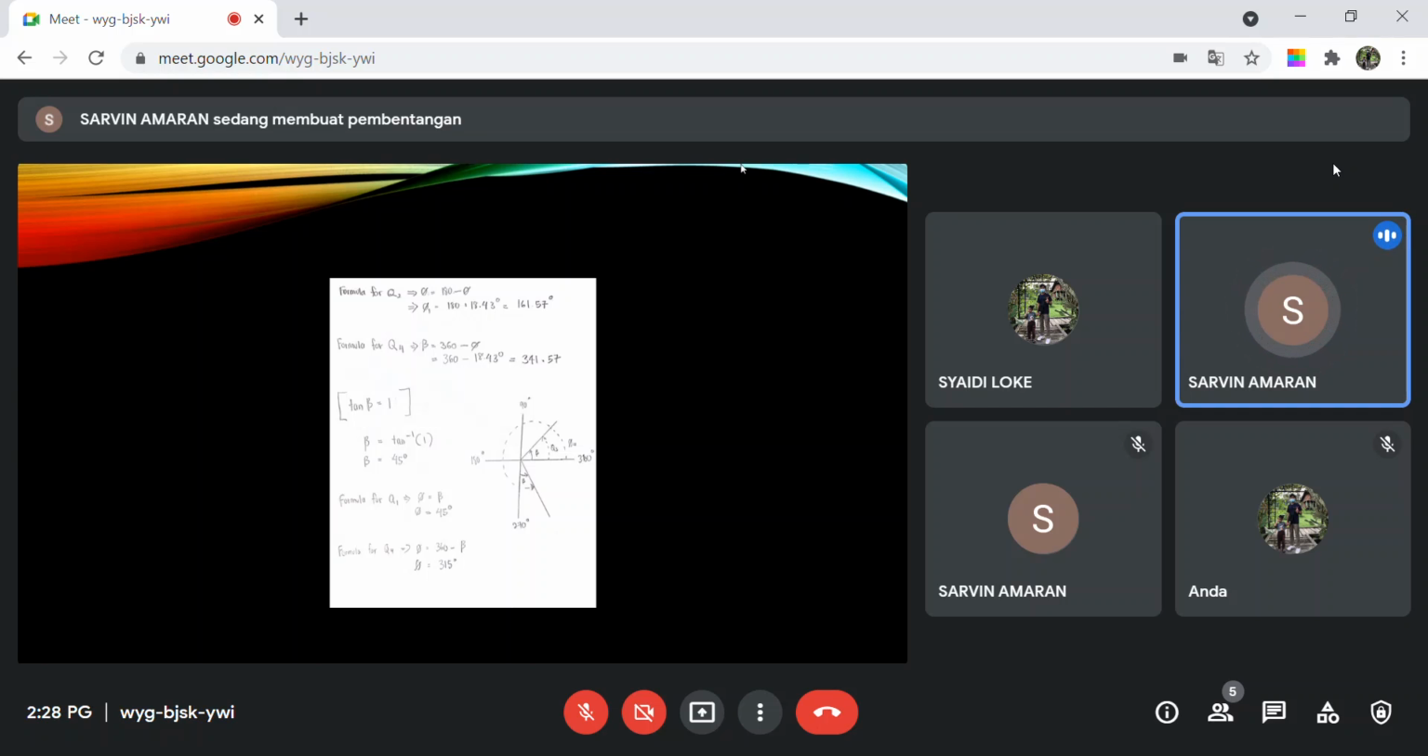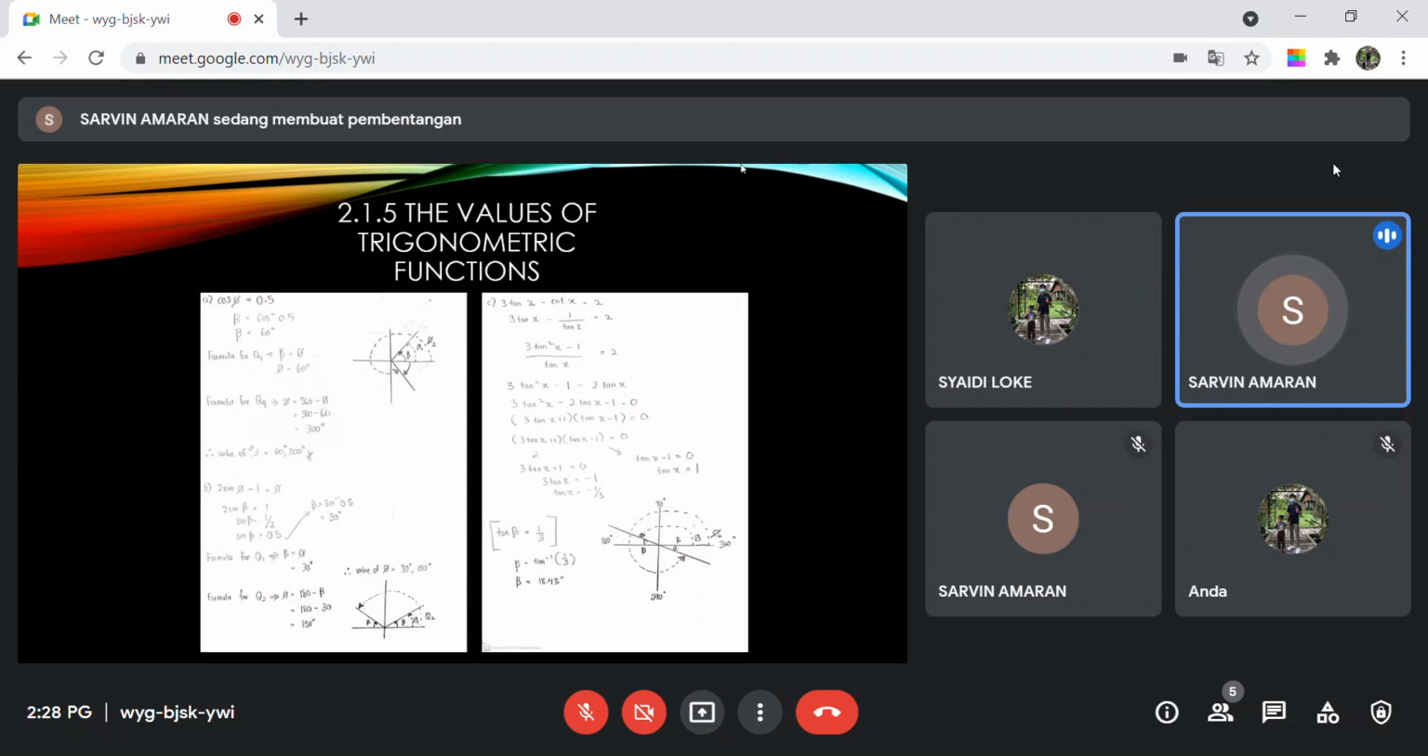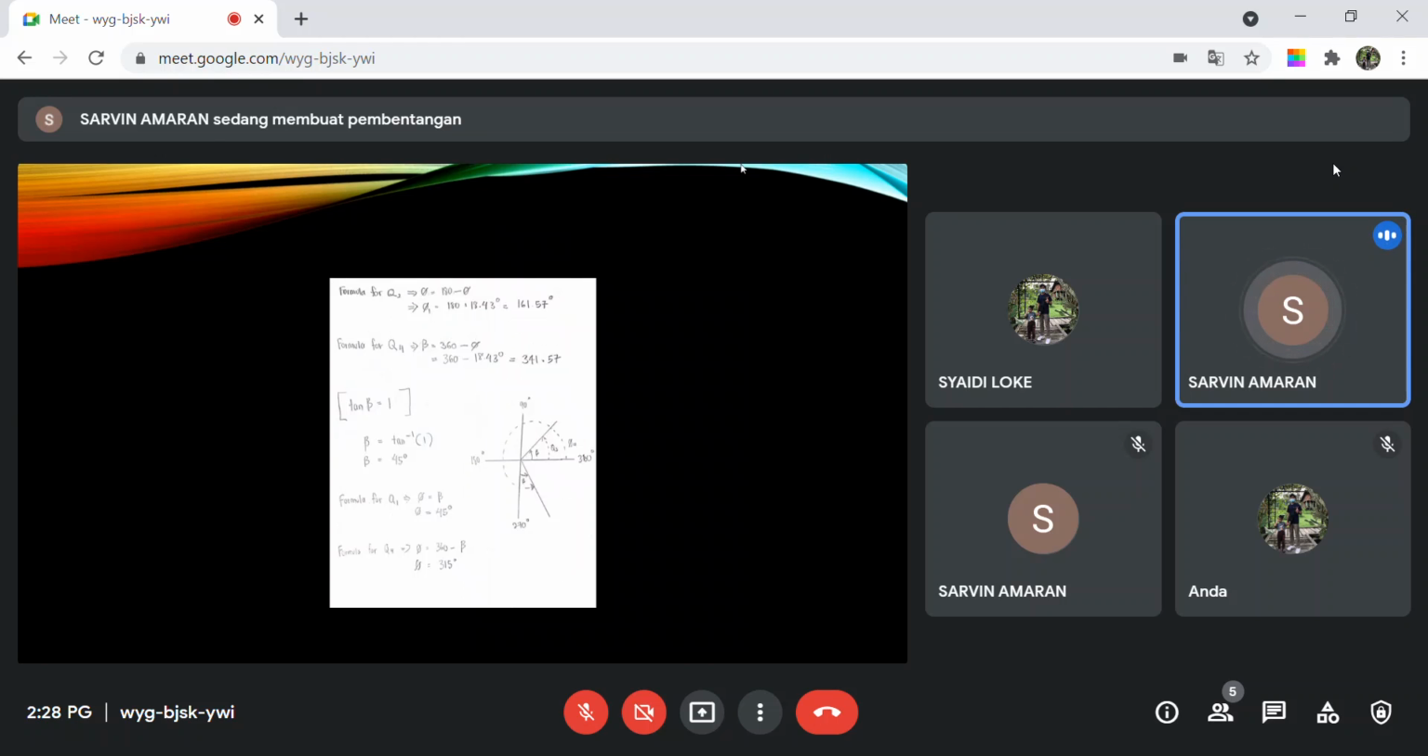So to sum up everything, there are four values for the angles. The first one is 18.43 degrees. The second is 161.57 degrees. The third is 341.57 degrees. The fourth is 45 degrees. And the last but not least is 315 degrees.